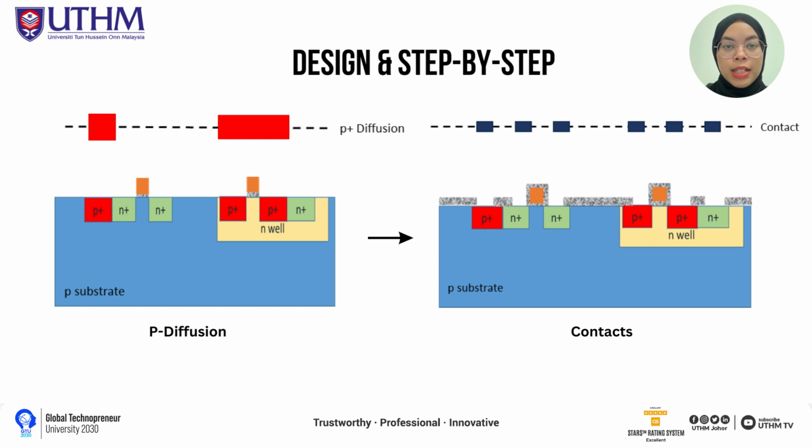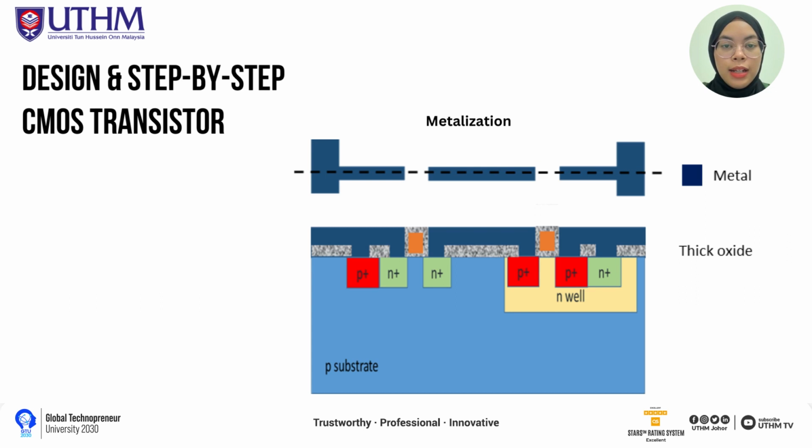Then, the chip is covered with thick field oxide. The oxide is then etched where contact cuts are needed. And lastly, for the final step of the CMOS transistor, as we can see from the figure, it shows the source and drain for the N plus region and P plus region. For the metallization process, it is patterned to remove excess metal and leave the wires.